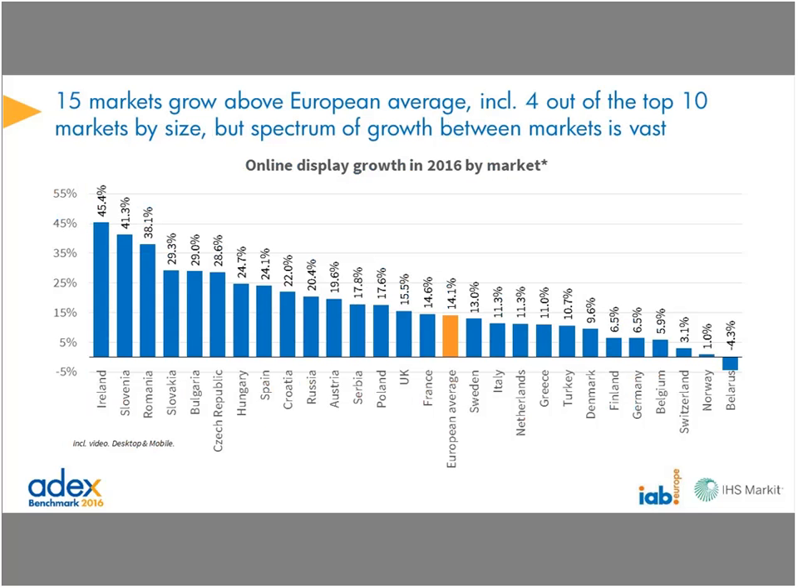Let's look at the performance of each format in 2016. Display in 15 markets grew above the European average, including 4 out of the top 10 markets by size, but there was a large difference in growth rates, ranging from 45% to a 4% decline. Mobile and video were the 2 growth engines behind display's high growth.